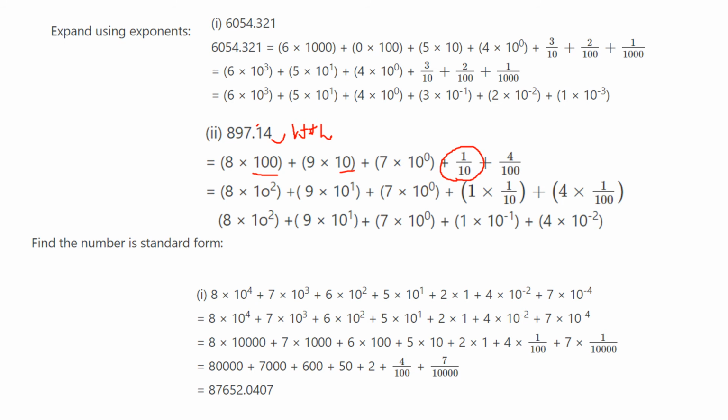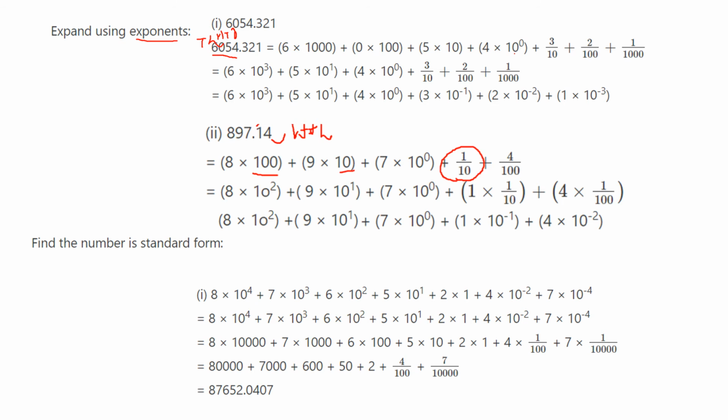Expand using exponents. So 6054.321. 6054 is the whole number. We can write it as 4 ones, 5 tens, 0 hundreds and 6 thousands. So 6 into 1000 plus 0 into 100 plus 5 into 10 plus 4 into 10 to the power 0.